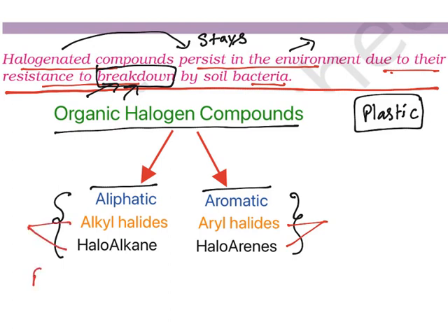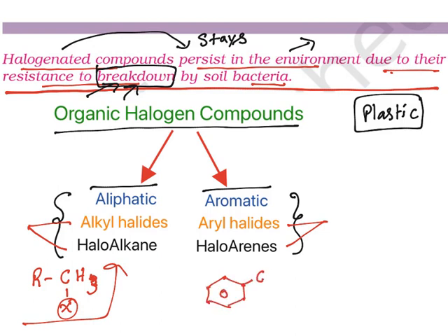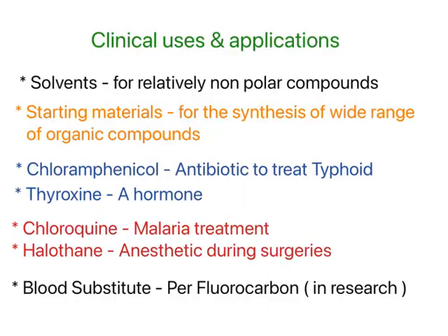Now how do they form? They form by replacement of one hydrogen from these compounds. When one of the hydrogens is substituted with a halogen, you get haloalkanes. Similarly, in aryl compounds, when one of the hydrogens is substituted with a halogen like chlorine, you get chlorobenzene. They are called haloarenes. So this is the basic classification between aliphatic and aromatic halogen compounds.